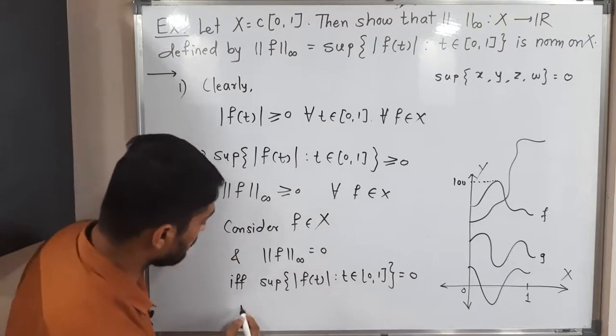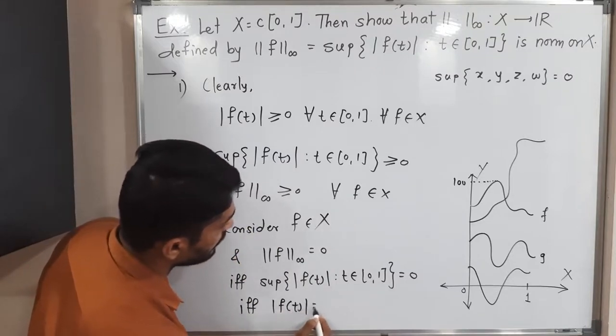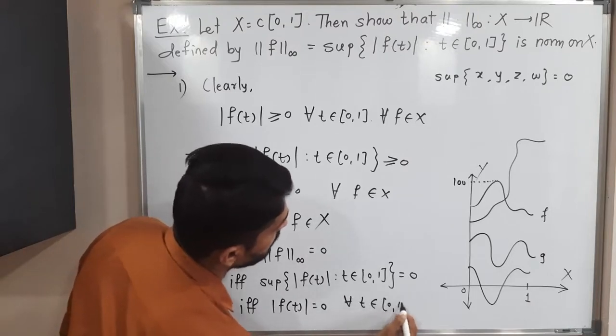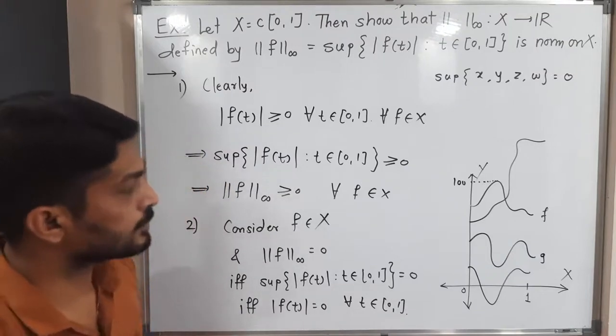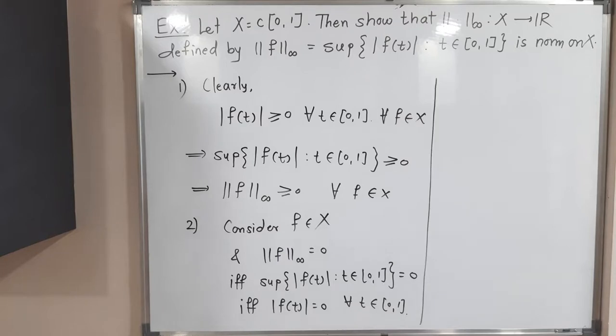So let me write: if and only if mod f of t is equal to 0 for all t belongs to closed interval 0 1. See, there is no more space to write. Make a screenshot of it. After that we will go further. So let us use that space to solve the remaining problem.